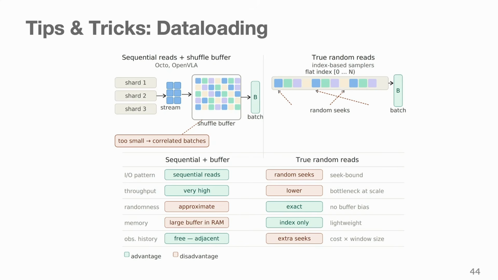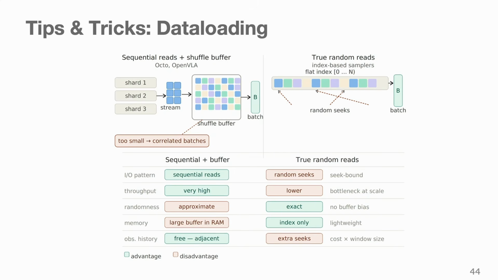And on the right, you could also implement a data loading solution based on true random reads, where you maintain a flat index over your data set and perform random seeks to build each batch.